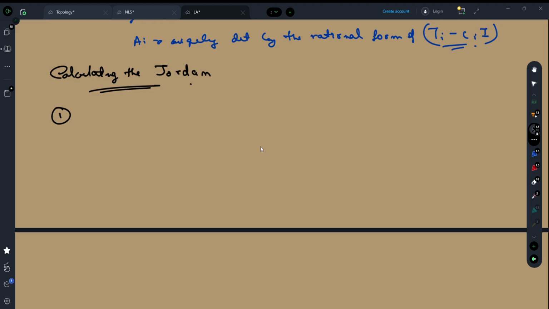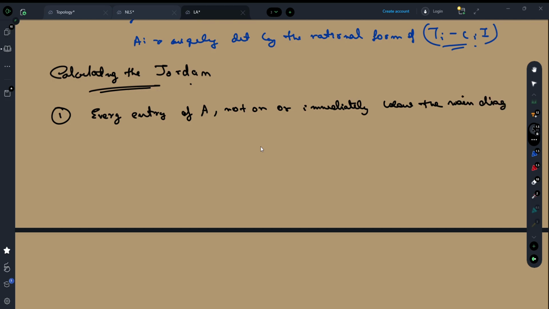Yes, we will obviously be coming up with the significance of each of these indices as well. Let me just go through it. Now every entry of A, it's not immediately zero below the main diagonal, right? So every entry of A not on or immediately below the main diagonal is zero. Okay, that's quite obvious because we are concerned about a block form.